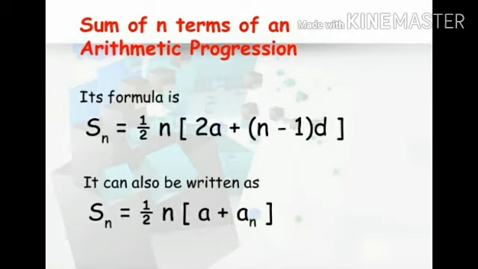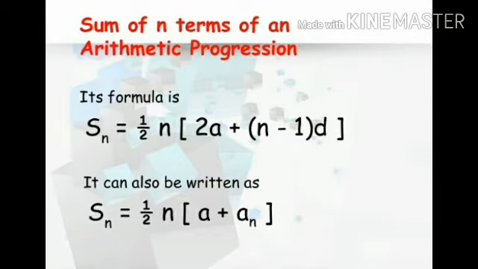Dear students, today we are discussing the sum of n terms of an arithmetic progression. So, dear students, we have two formulas. The first one is Sn equals 1/2 times n times the bracket 2a plus the bracket n minus 1 times d, bracket close. Dear students, we can also write it as Sn equals n divided by 2 into 2a plus n minus 1 into d.